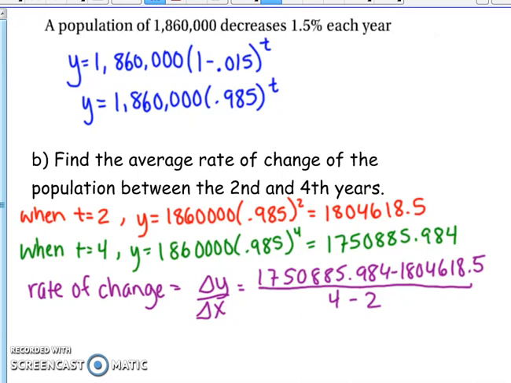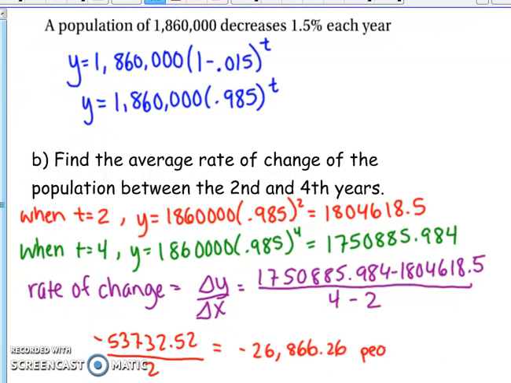So if we subtract it, we're going to get negative 53,732.52 over 2. And this makes sense that we have a negative value because it's decreasing the population. So the rate of change, it's changing negatively because it's decreasing. So when we divide it by 2, we're going to end up with negative 26,866.26 people. So the population is decreasing between those 2 years by 26,866.26 people.